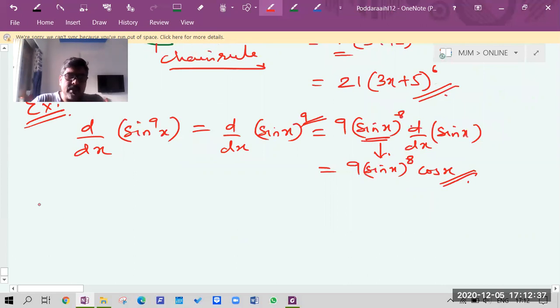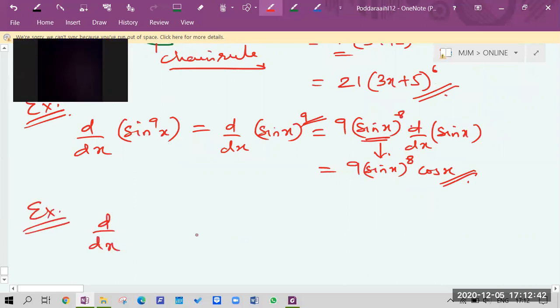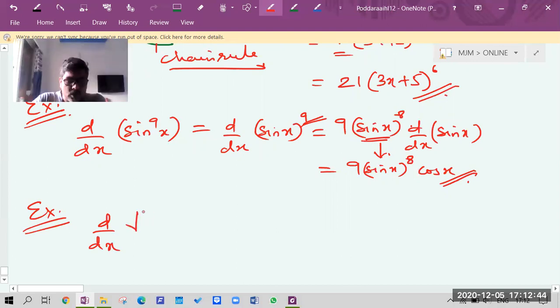Do you get it? One more example. d by dx of the square root of sine x square. Please do not write it as (sine x) the whole square. Be careful, this is a common mistake that students make. The square and root do not cancel, because the square is not on sine; it is sine of x square.